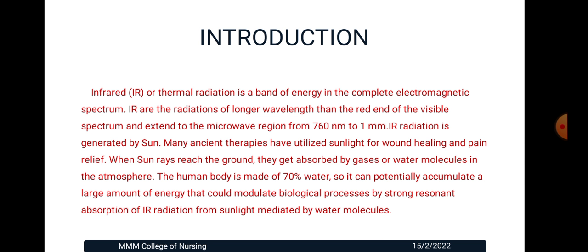Infrared radiation is generated by the sun. Many ancient therapies have utilized sunlight for wound healing and pain relief. When sun rays reach the ground, they get absorbed by gases or water molecules in the atmosphere. The human body is made of 70% water, so it can potentially accumulate a large amount of energy that could modulate biological processes by strong resonant absorption of infrared radiation from sunlight, mediated by water molecules.